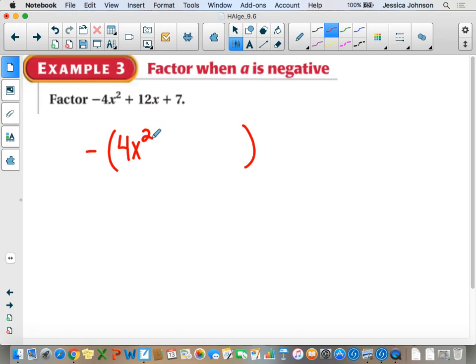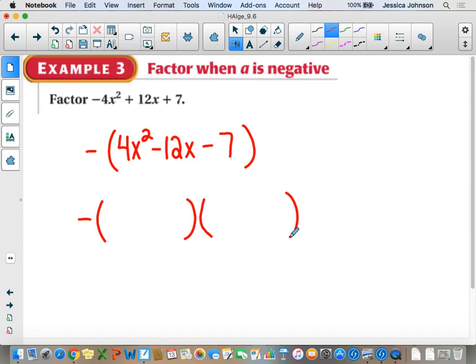Negative 1 times negative 12x would give me positive 12x squared. And negative 1 times negative 7 would give me positive 7. So that way I don't have to work with a negative in front of my a value. And then this negative is just going to hang out in front of my factored expression. Okay, so now I'm just looking in the middle. I don't have to worry about that negative on the outside. Okay, well, we've got two different things that could give me 4x squared.